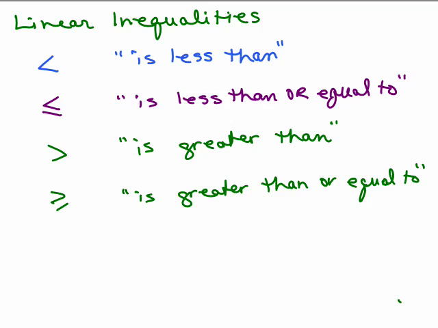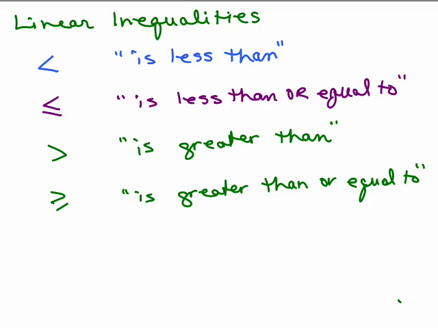All right, we're going to go over linear inequalities. So these will be inequalities in one variable. First of all, let's go over the symbols. This first symbol means is less than. The second one with the little line underneath it means is less than or equal to. The third symbol is greater than. And the fourth symbol, again with the line underneath, means is greater than or equal to.